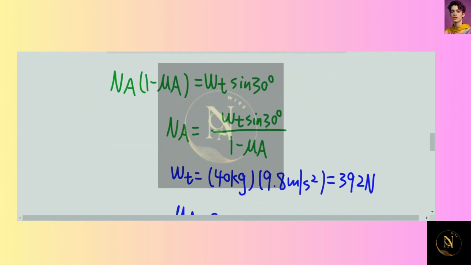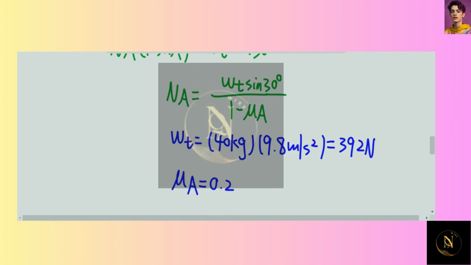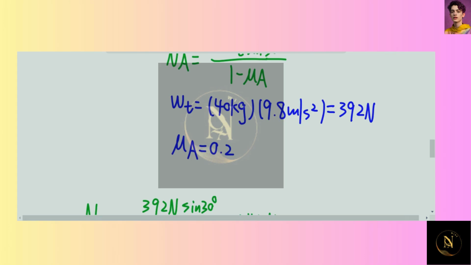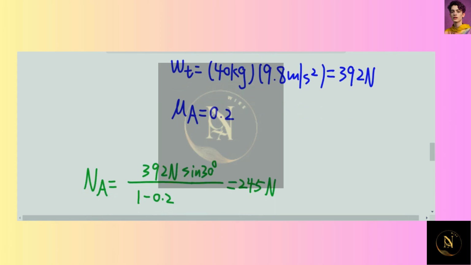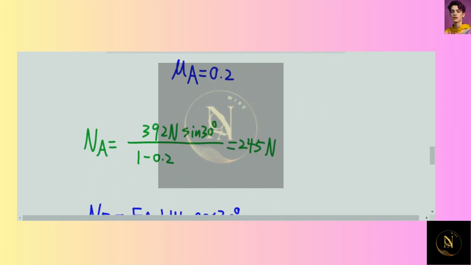minus mu A. We know Wt, which is the gravity of the tube, is equal to mass times the acceleration of gravity, which is 392 Newton. And we know the coefficient of static friction at point A is given as 0.2. So we can plug these values back into the equation to determine Na. Eventually, we'll have the normal force at point A equal to 245 Newton.